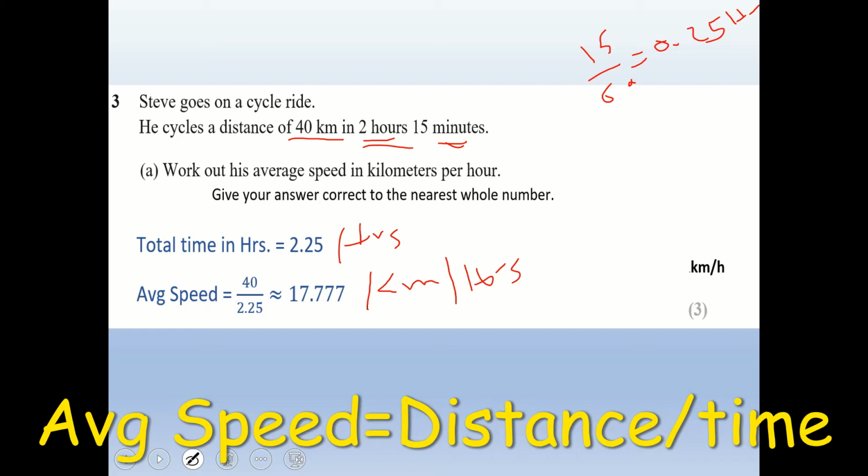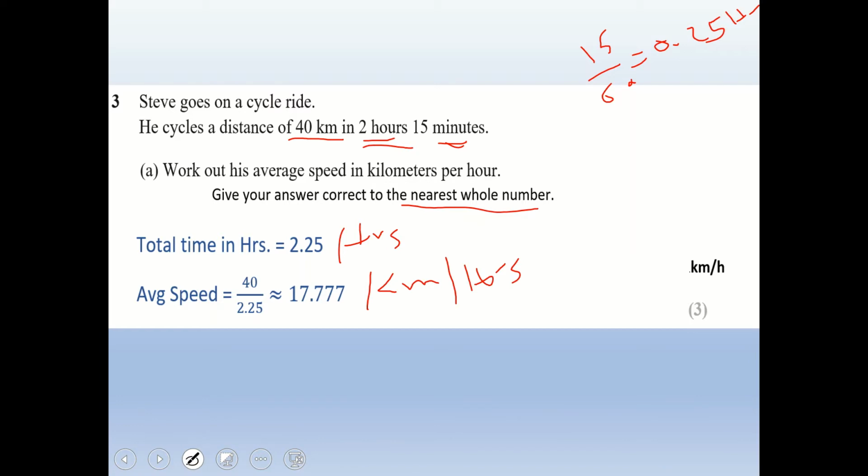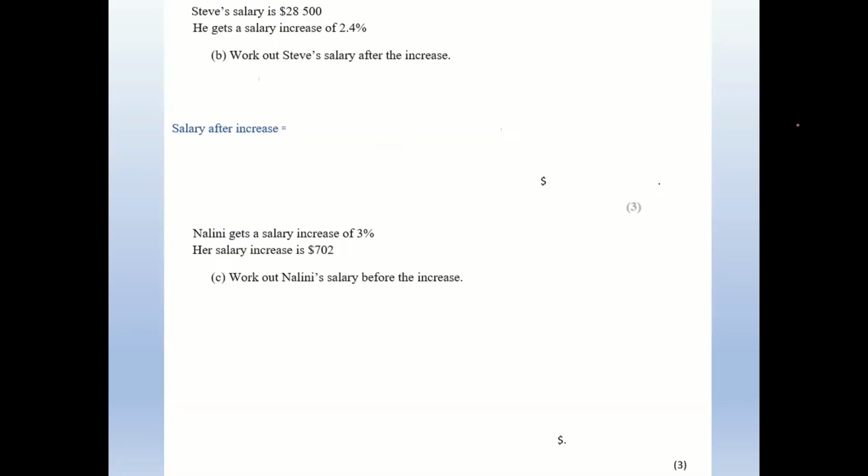You need to correct to the nearest whole number, which means the 17.777 will be rounded up to 18 kilometers per hour. Why? Because the digit after the decimal point is more than 5, it is 7, so the whole number will be rounded up to 18 kilometers per hour. With this answer, we will get the 3 marks.